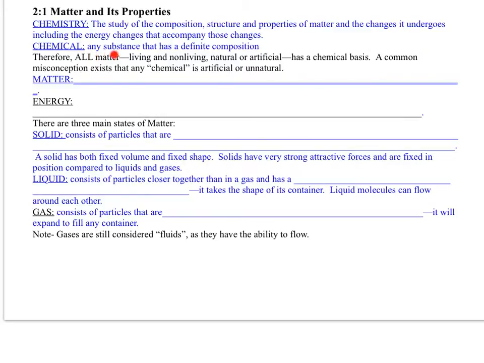A chemical is any substance that has a definite composition. We talked about this on a bell ringer, but all matter, living and non-living, natural and artificial, has a chemical basis. It's a common misconception that any chemical is artificial or unnatural and therefore bad. And so just remember, all natural things and many of the things, or all of the things that we think of as good and healthy, are also made of chemicals. So matter is anything that has mass and occupies space.